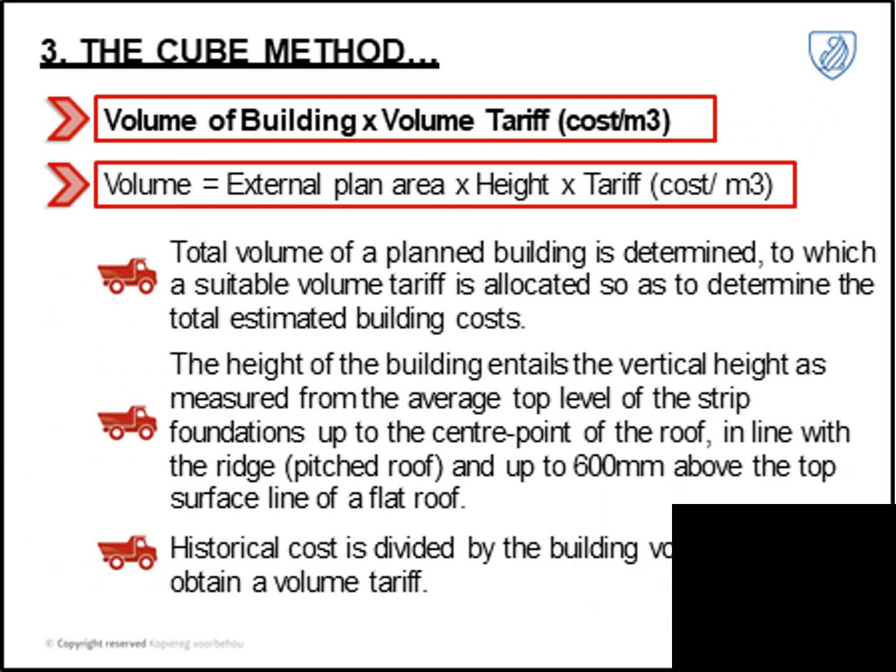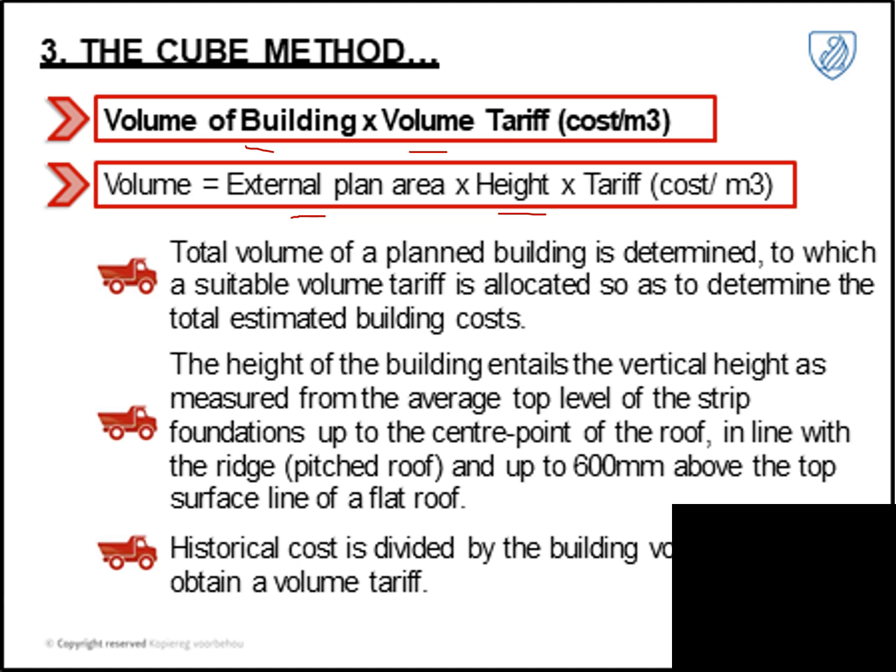So in short, it's basically the volume of your building times the volume tariff for your new building to get a new cost. So the volume is usually the external plan area times the height times the area of your project. And as mentioned, you need to compare apples with apples again. You need to make sure that you use the same parameters on your historical data when you calculate your tariff when it is applied to your new project.